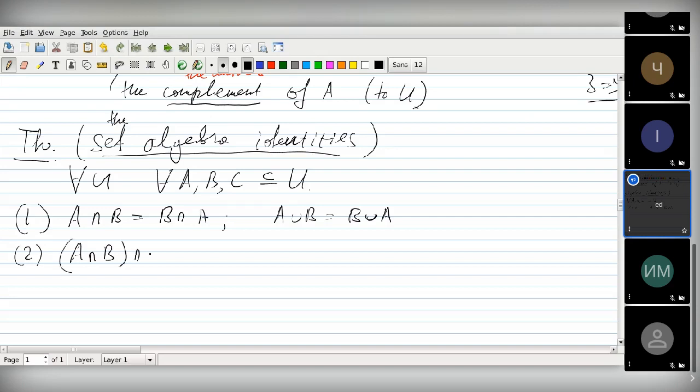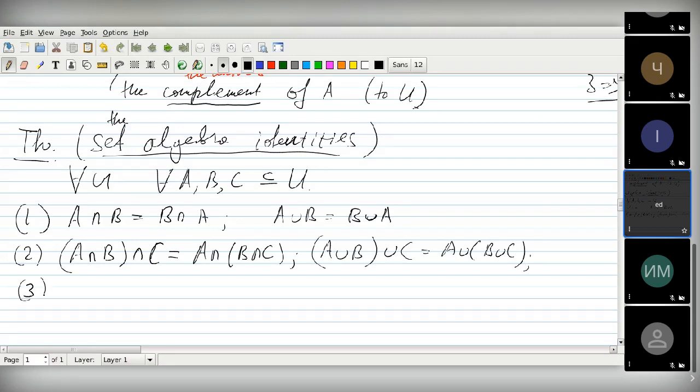Also, you have associativity laws, so you may freely regroup them. A intersection B intersection C is the same as A intersection B intersection C, with either grouping. And the same result holds for the union. Is it clear? Yes. Idempotency law. A intersected by A equals A. Of course. A union A equals A.